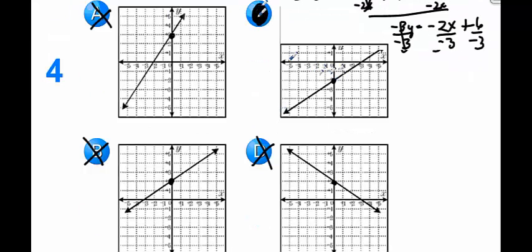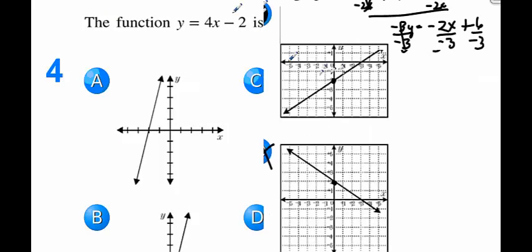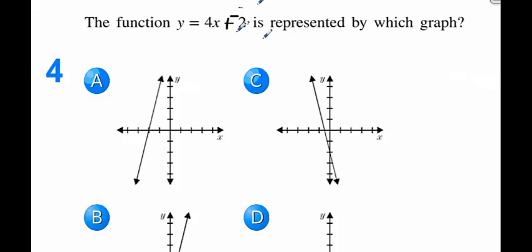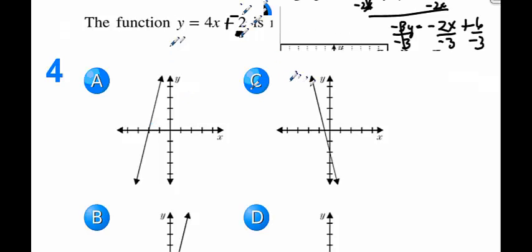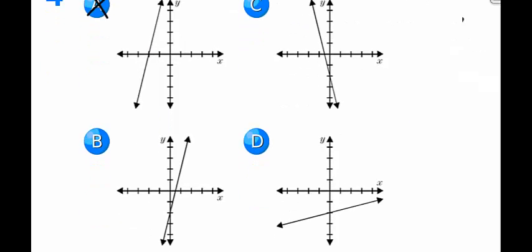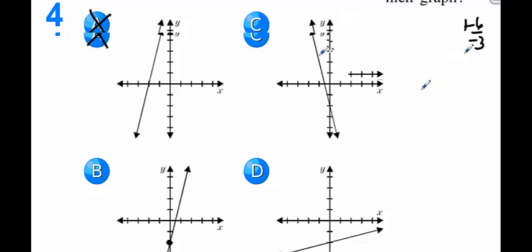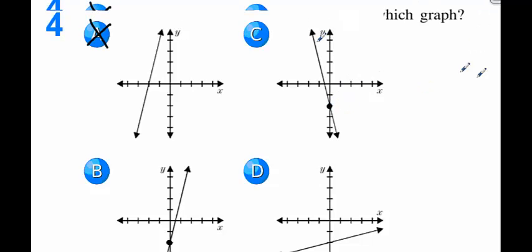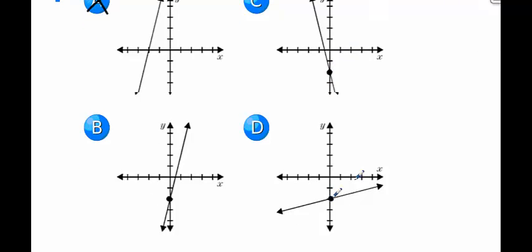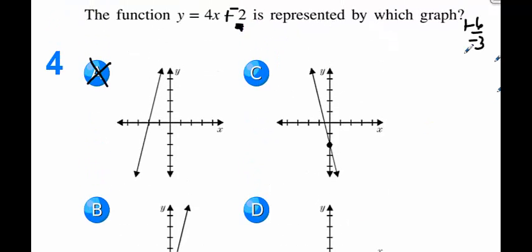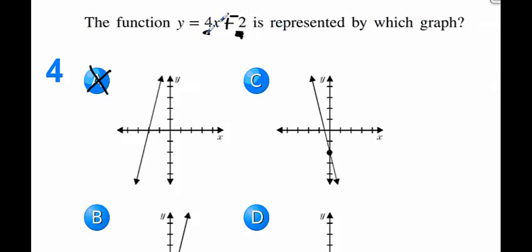Okay, next one, number 4. The function y equals 4x minus 2 is represented by which graph? Let's go ahead and do our same change opposite. So just like the last problem, we know our y-intercept right there is negative 2. Okay, we know A would cross somewhere up here. That would be way up positive something, so that's not it. B, we know that crosses right here at negative 2, so that's possible. C also crosses at negative 2, so that's possible. And D crosses at negative 2, so I have 3 that are possible. Let's look at our slope. Our slope is positive.